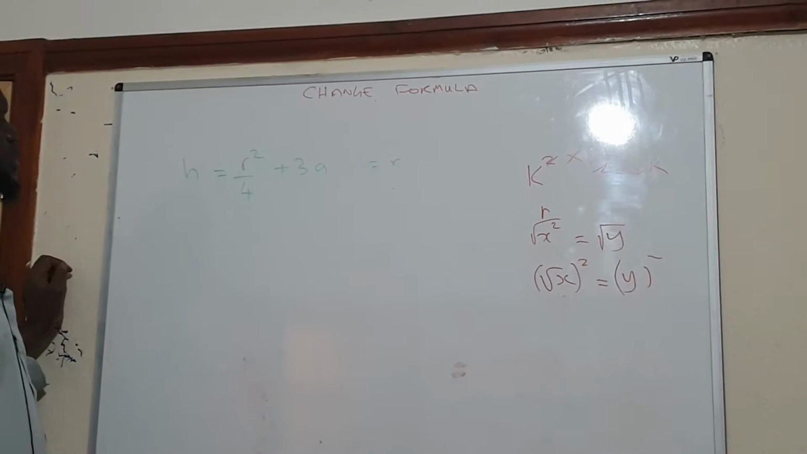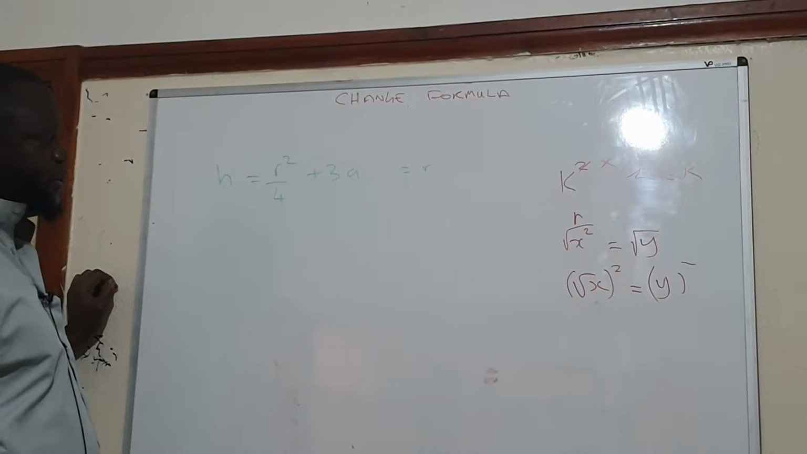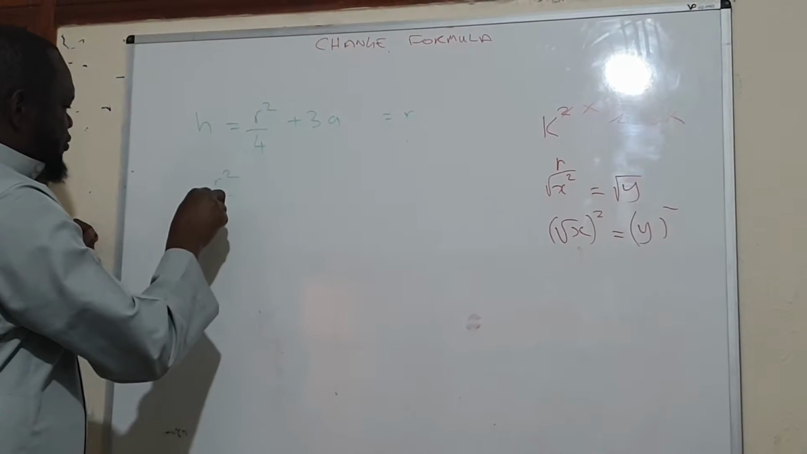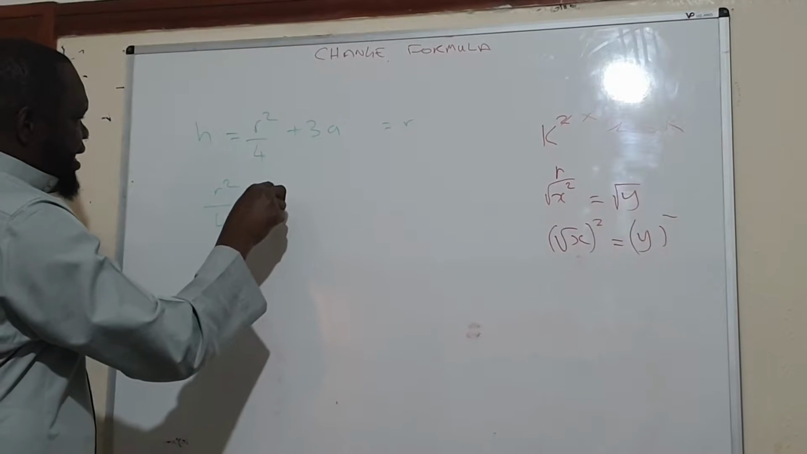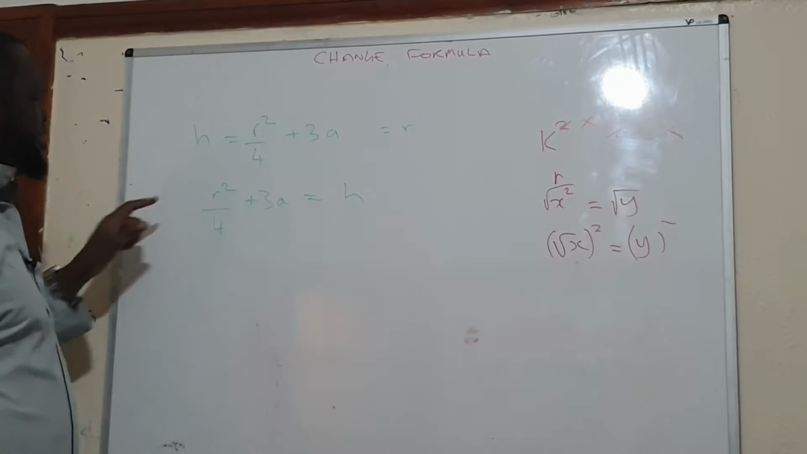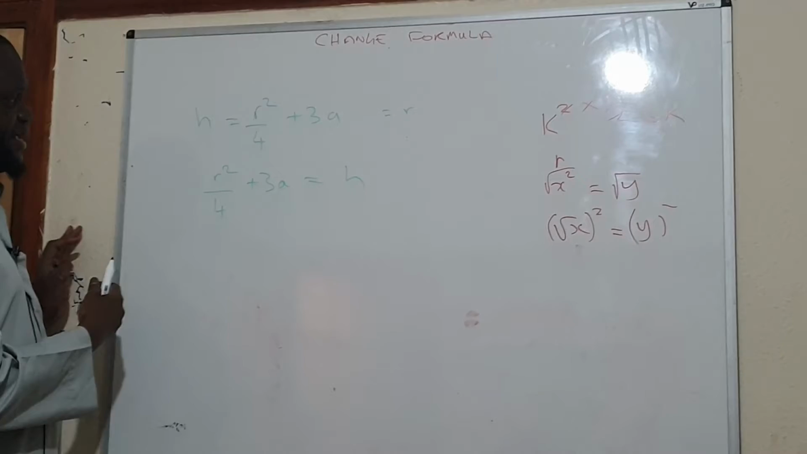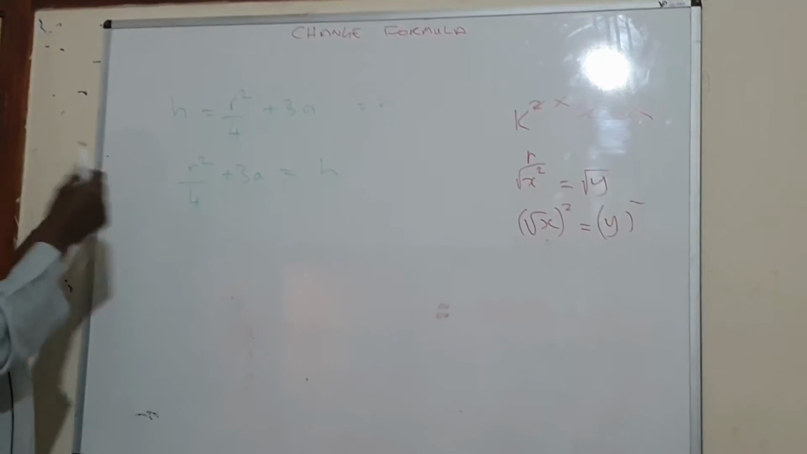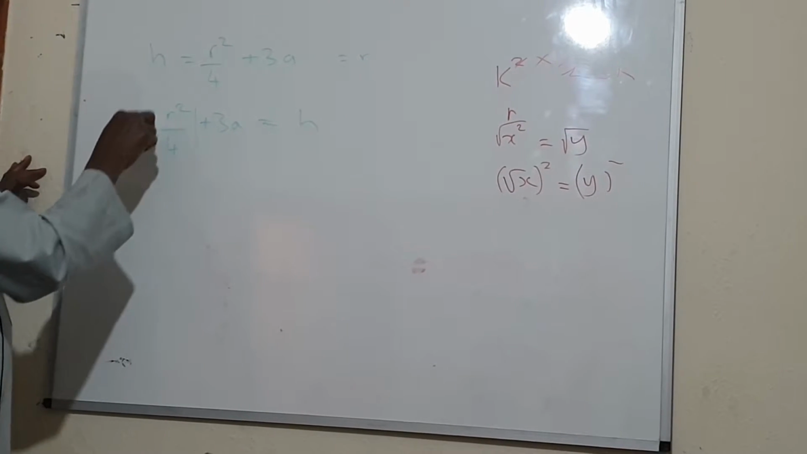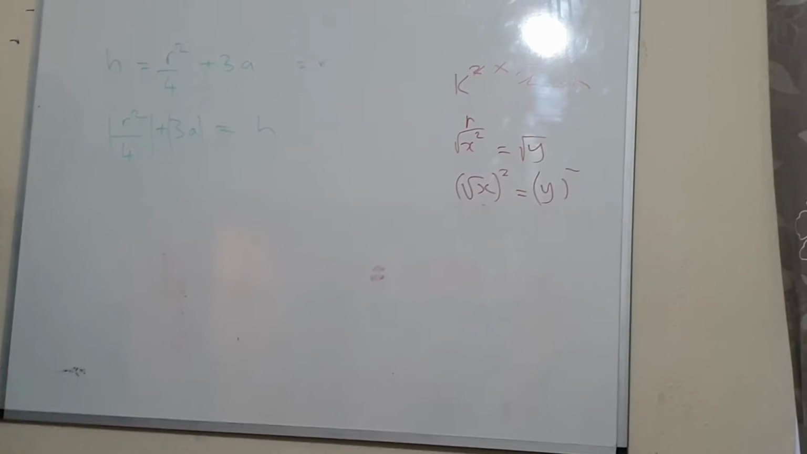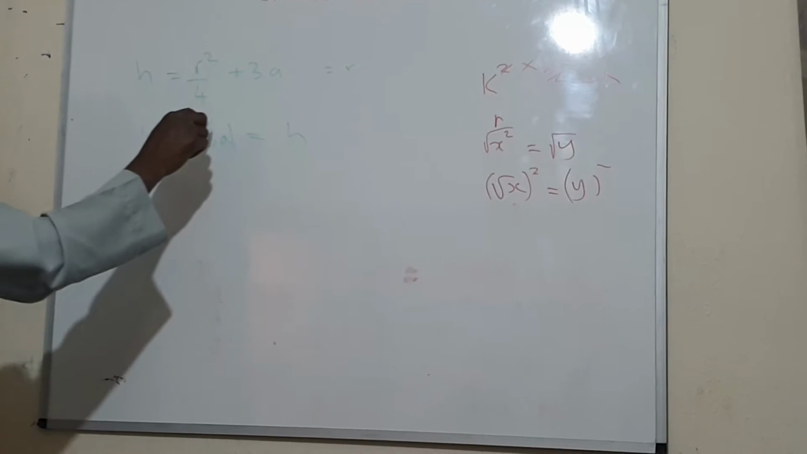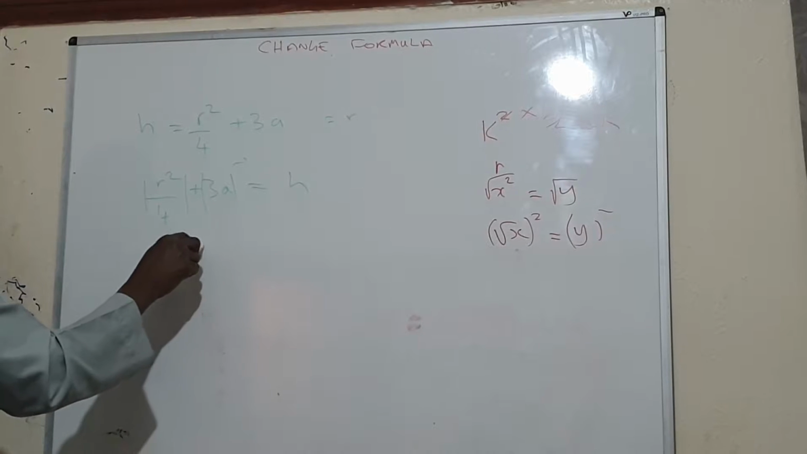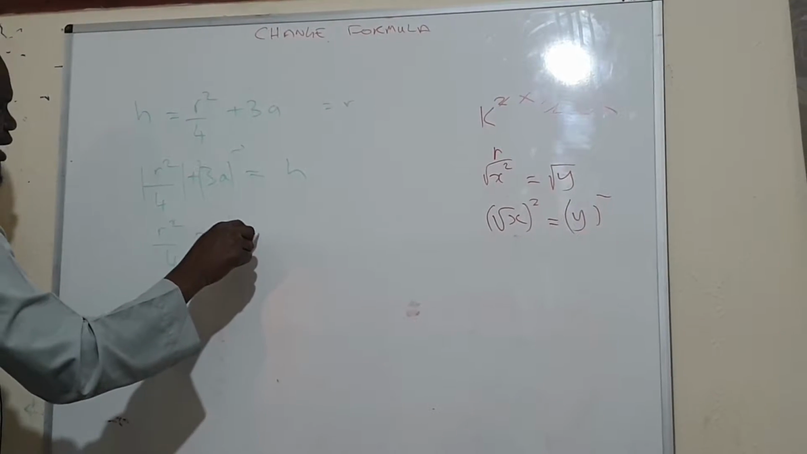First of all, what should we do? What did I tell you to do? Let's put this side here first, yes? And say R square over 4 plus 3A is equal to H. Because it's R that we want, we move everything to the other side so that we have R remaining. Here, this is one item, and this is another item, yes? So we have to move this one first. So we are left with R square over 4 is equal to H minus 3A.